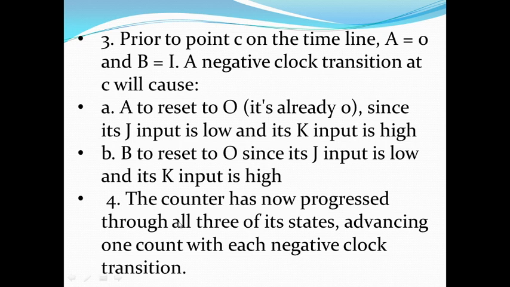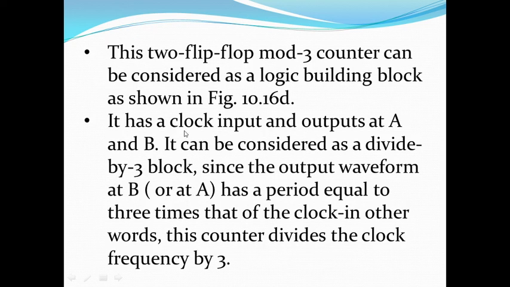The counter has now progressed through all three of its states, advancing one count with each negative clock transition. These two flip-flop modulus 3 counters can be considered as a logic building block as shown in figure 10.16d. It has a clock input and outputs at A and B, that is the waveform shown, and it can be considered as a divide by 3 block, since the output waveform at B or A has a period equal to 3 times that of the clock. In other words, this counter divides the clock frequency by 3.